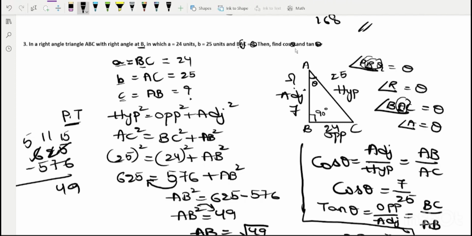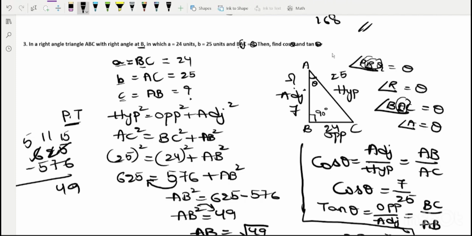And lastly, he has asked us to find out cos theta and tan theta. The formula for cos theta is adjacent side divided by hypotenuse. The adjacent side is AB and the hypotenuse is AC. So the value of AB is 7 and the hypotenuse value is 25.